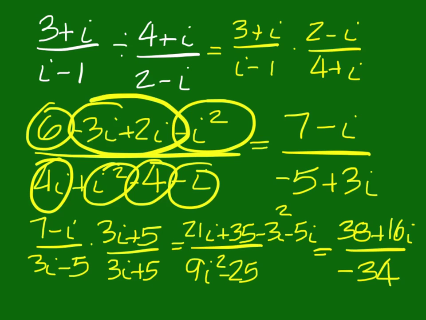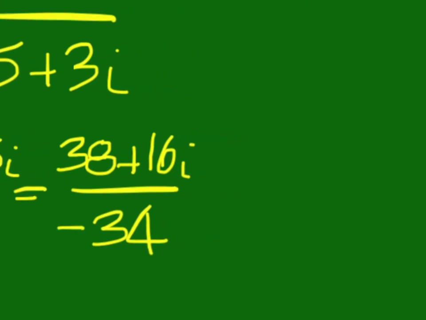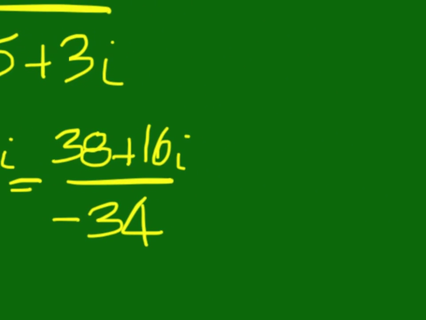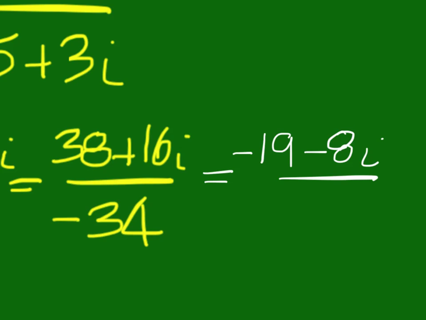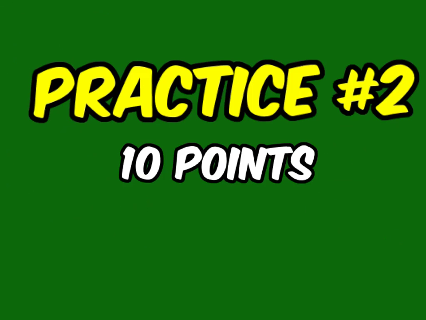I've run out of room completely, so I'm going to try to zoom in here a little bit and see what I can do. There we go. We'll zoom it in and right beside it. What we can do is cut everything in half and change the sign. So we have a negative 19 minus 8I over a positive 17.